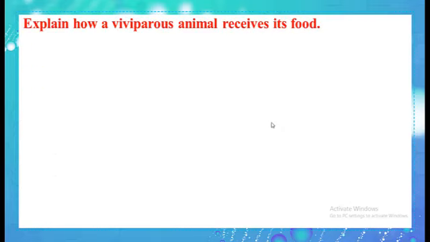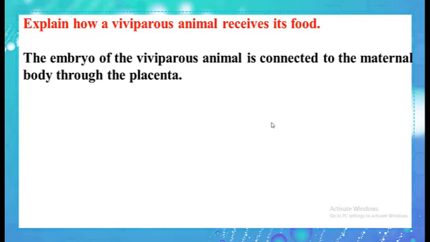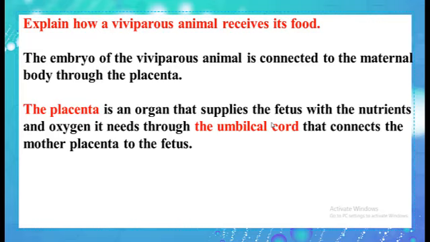Explain how a viviparous animal receives its food. The embryo of the viviparous animal is connected to the maternal body through the placenta. The placenta is an organ that supplies the fetus with the nutrients and oxygen it needs through the umbilical cord that connects the mother's placenta to the fetus. So the nourishment of the embryo is provided by the blood of the mother.